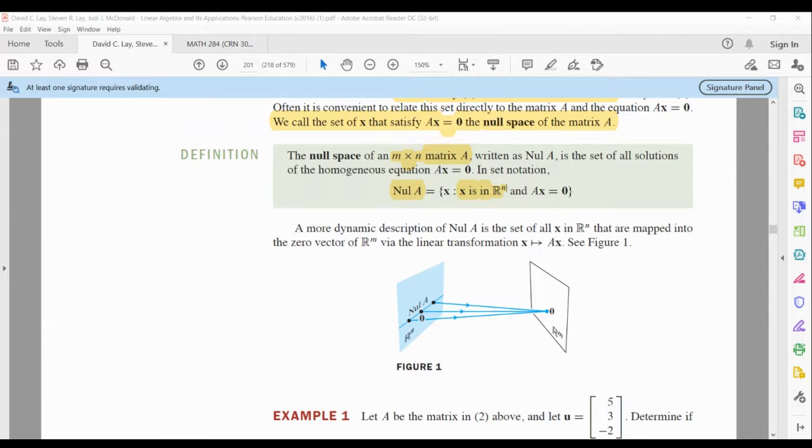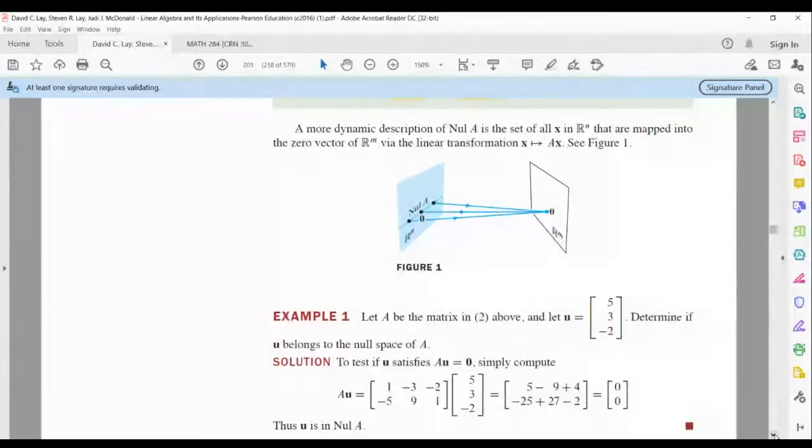Are there any questions? And of course, the question is what are the other vectors that are in the null space of A? Well, we have to find those. So they start off here with an example where they reinforce the definition.